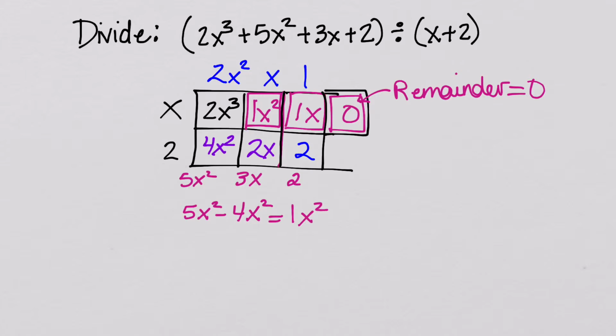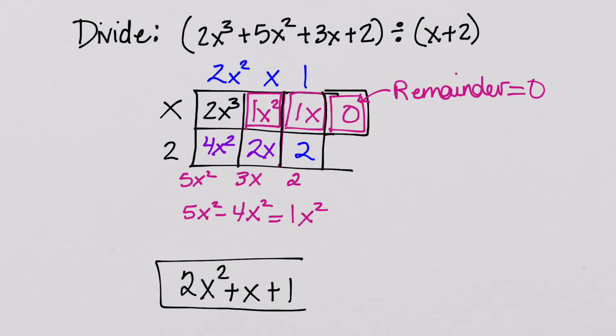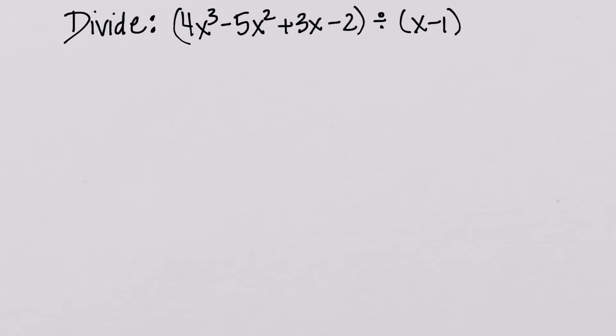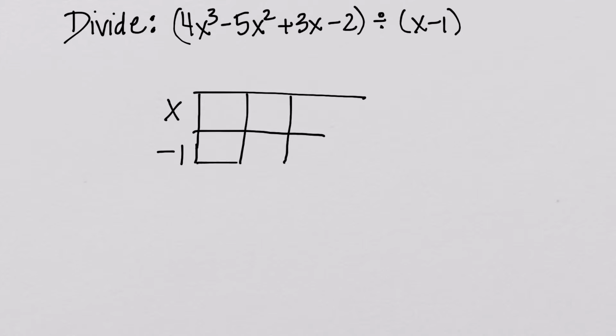So our final answer for this is 2x squared plus x plus 1. So for our next example, 4x cubed minus 5x squared plus 3x minus 2, we want to divide that by x minus 1. So we start off again with our space for our x minus 1. And I'll make a little place here.